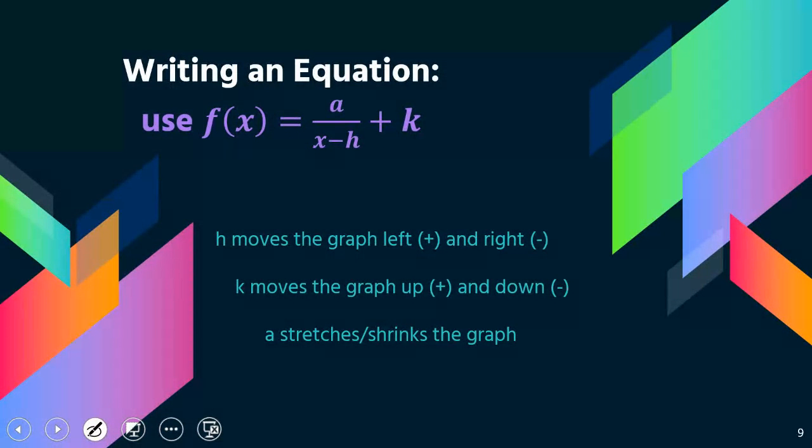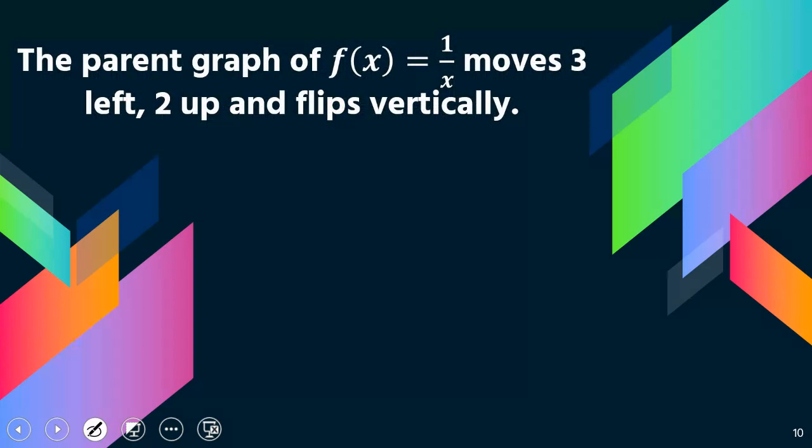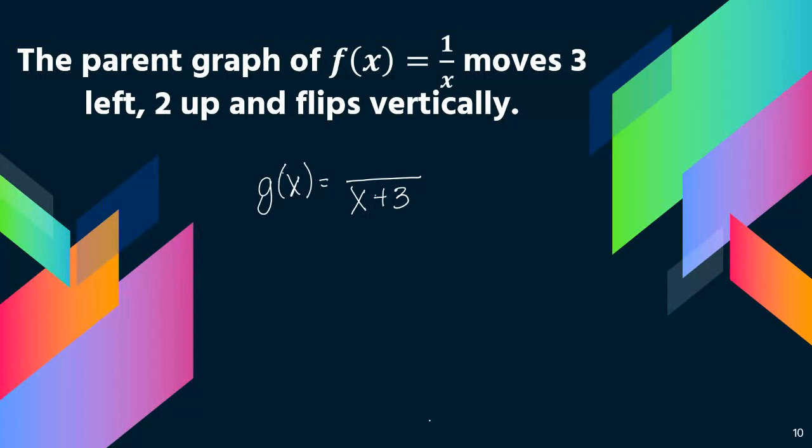Now we want to write the equation this time. So instead of looking at the equation and describing it, we're going to write the equation, but we're still going to use the same rules again. So let's look at this description here. The parent graph moves 3 left, 2 up, and flips vertically. So I know I'm going to have a fraction. I know I'm going to have an x. 3 left tells me that I need a +3 here in the denominator. 2 up tells me that my k is a 2. And then the vertical flip means this is going to be negative, but it's still 1 because there's no shrink or stretch.